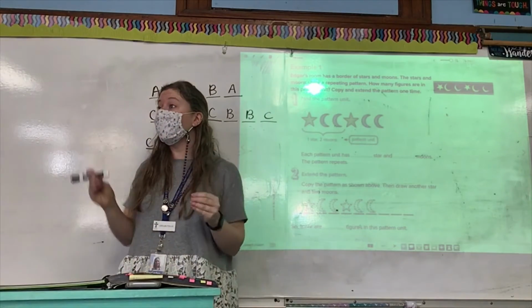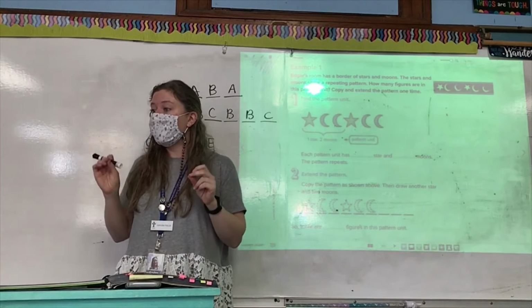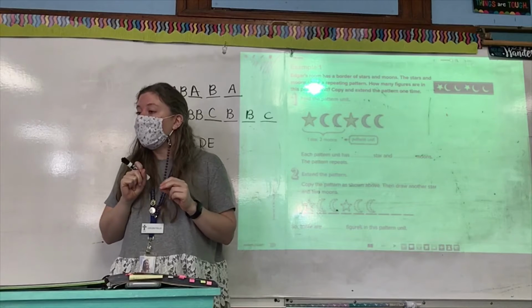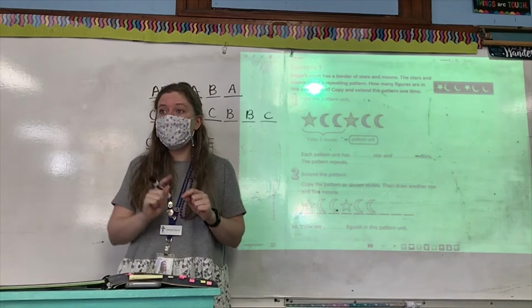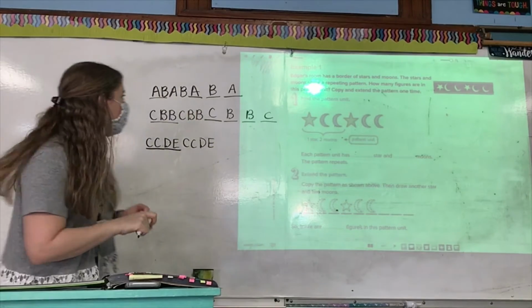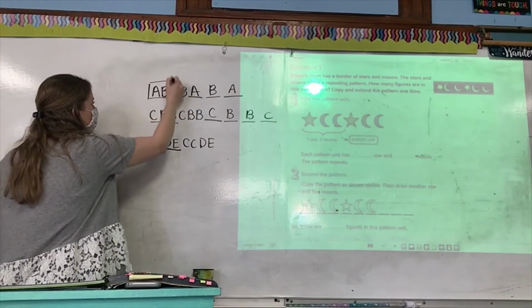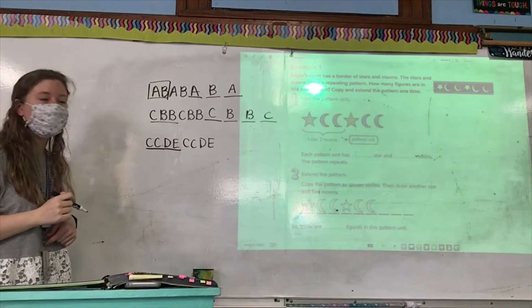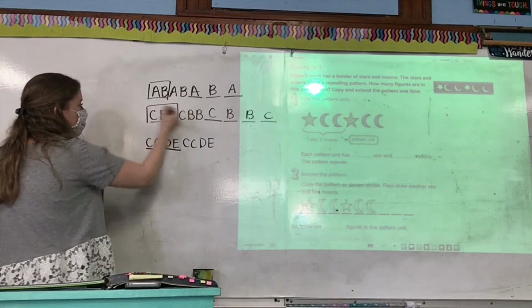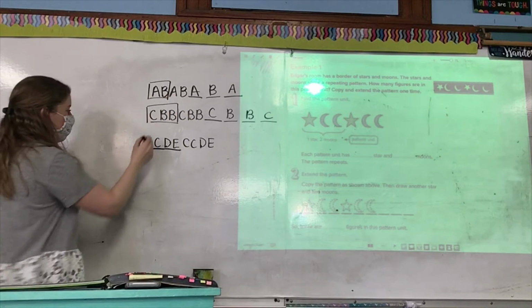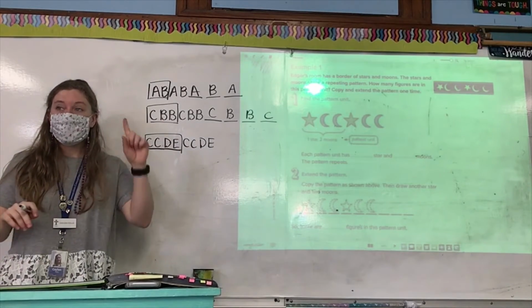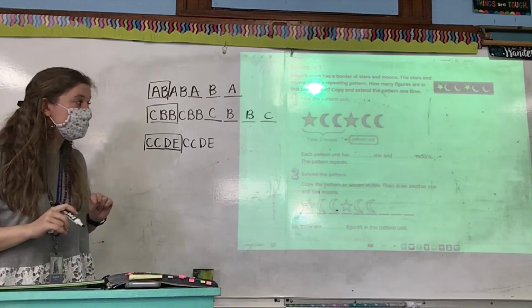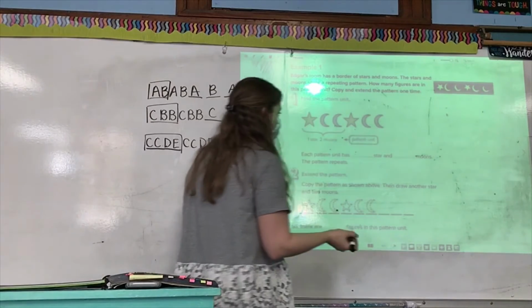The pattern unit, everybody listen. The pattern, put that down please. The pattern unit is what repeats. The one part that repeats. So in our examples this morning, AB is a pattern unit. CBB is a pattern unit. CCDE is a pattern unit. The one part that repeats is the pattern unit.